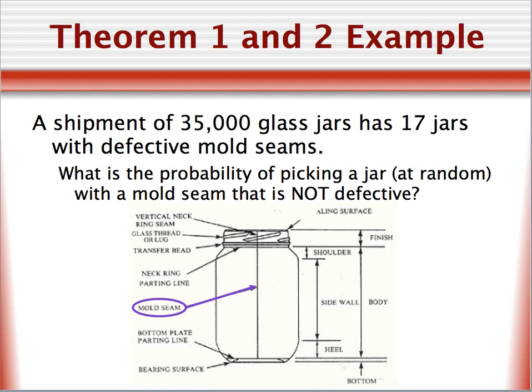Pull out your calculator, smartphone with the calculator, and calculate what is the probability of picking a jar that does not have bad mold seams.